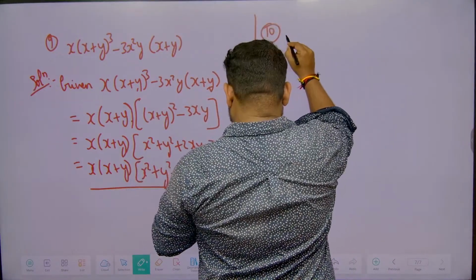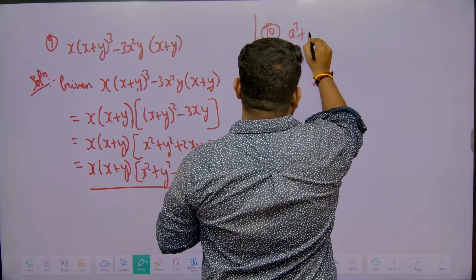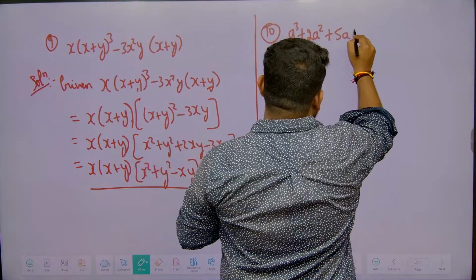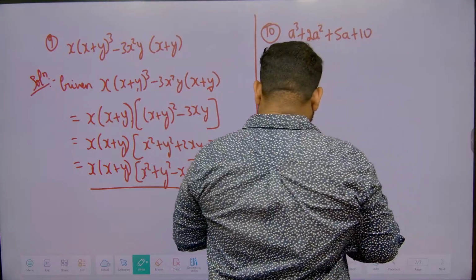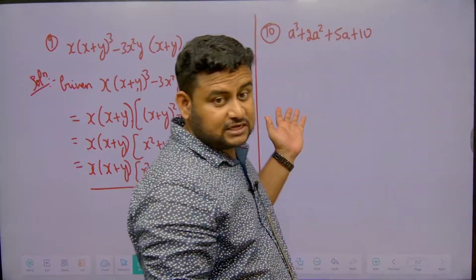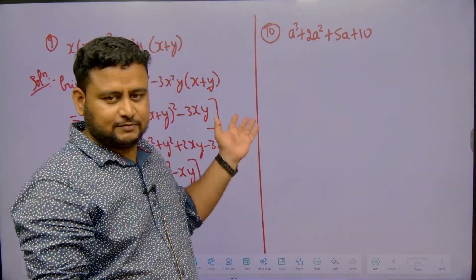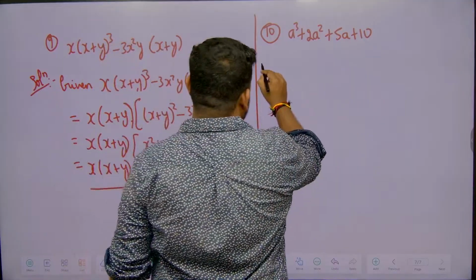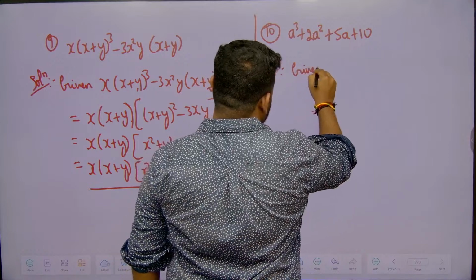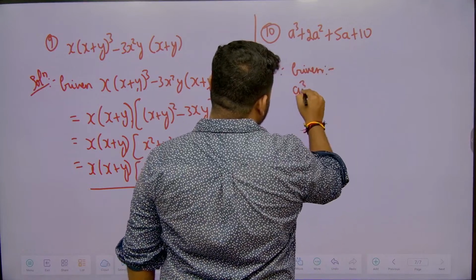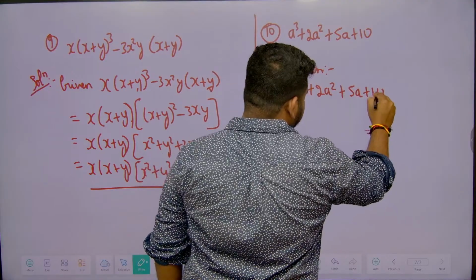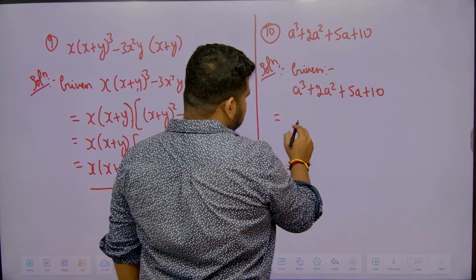So, next thing we are having is the 10th one. They have given a cube plus 2a square plus 5a plus 10. These are the questions from exercise 4A, question number 10 from R.S. Agarwal. So it is in your book, you have to practice the same questions. Let us solve this. Given a cube plus 2a square plus 5a plus 10. I will group it like this.